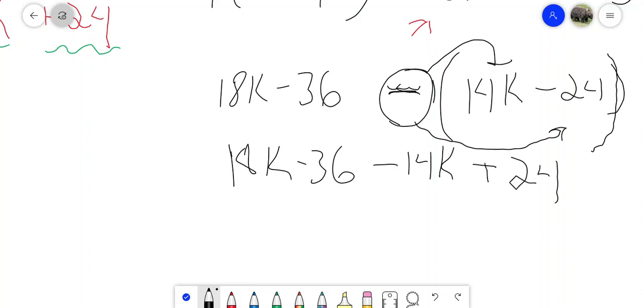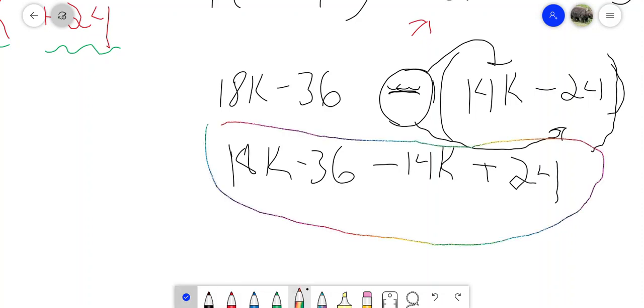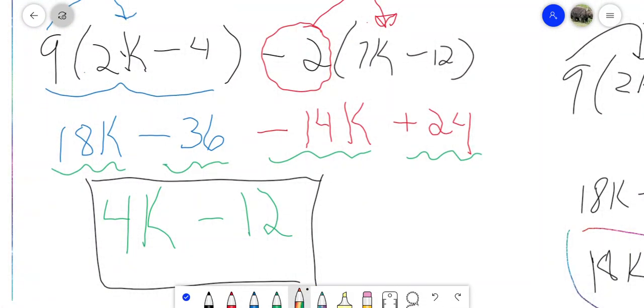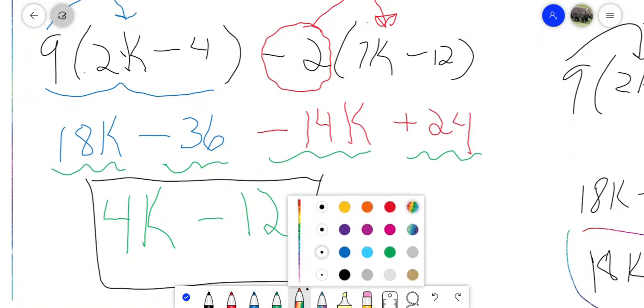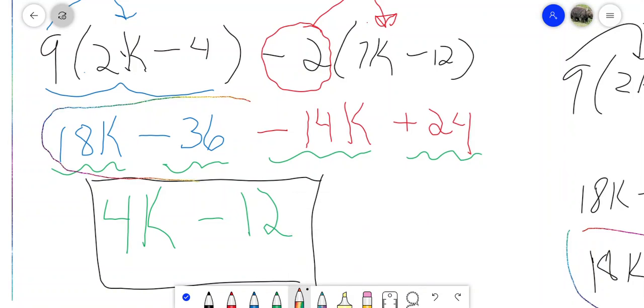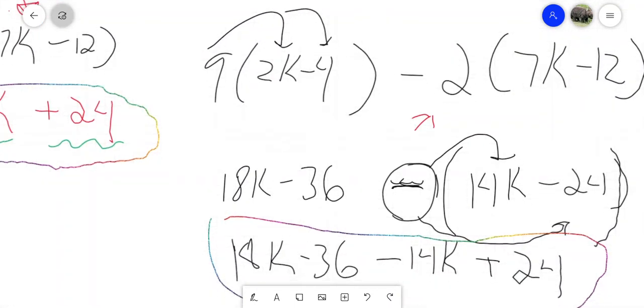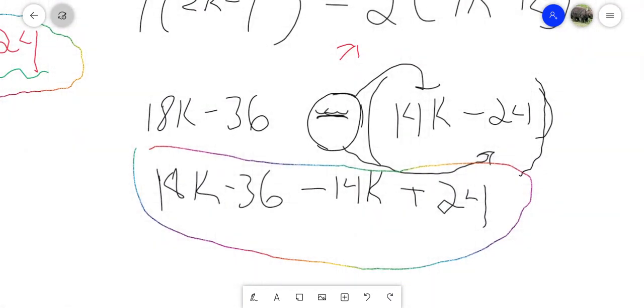Now notice that this is the same as this. These are the same expressions. I think it's easiest to distribute the negative 2 instead of distributing the 2 and then distributing the negative. So go ahead and work on some practice problems, and we will discuss this more in class tomorrow. I'll see you then.